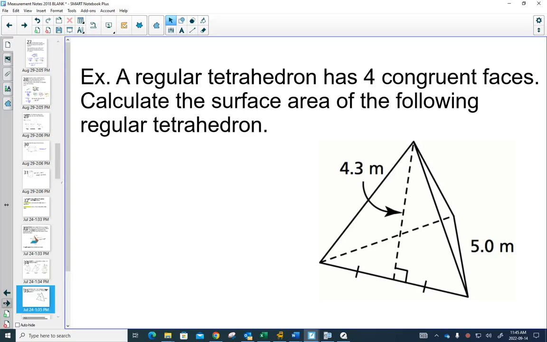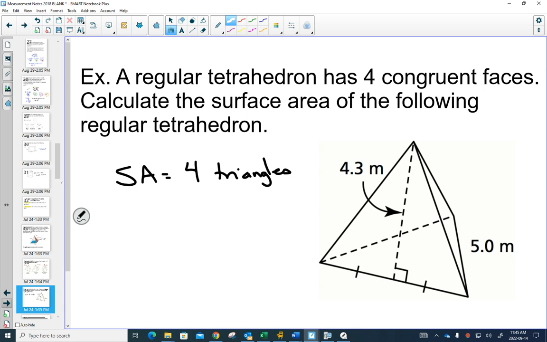A regular tetrahedron has 4 congruent faces. Calculate the surface area. Does it make sense that the surface area will be 4 triangles, and all of those triangles are exactly the same? All the triangles look like this. They have a height of 4.3, because the height of the triangle is the slant height of the pyramid, and a base of 5. How do we find the area of one triangle?